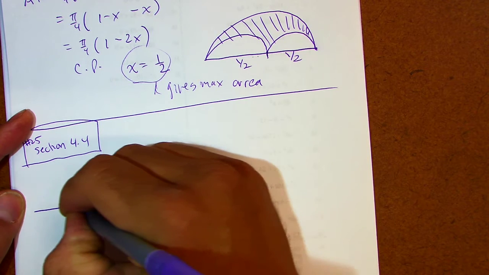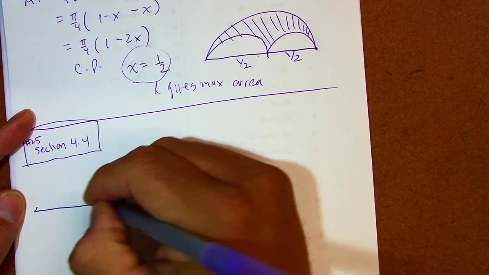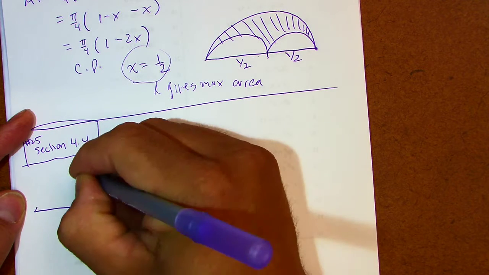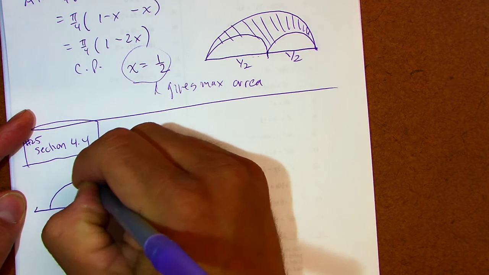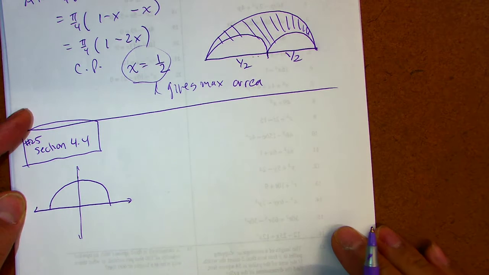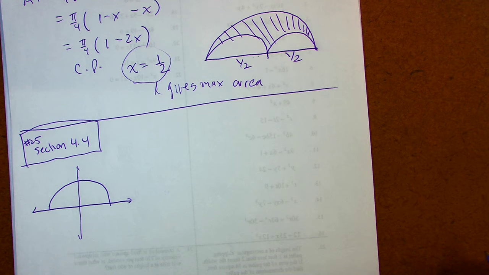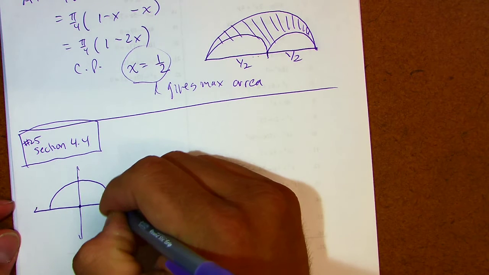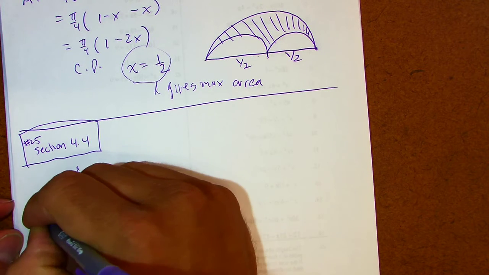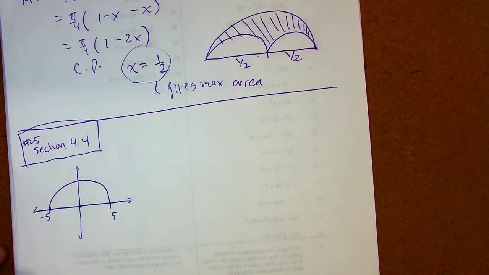So let's take a look at the semicircle. We'll think of this thing right here, right above the x-axis. And it says that it has a radius of 5. So if this is our origin, this would be 5 and negative 5, right?